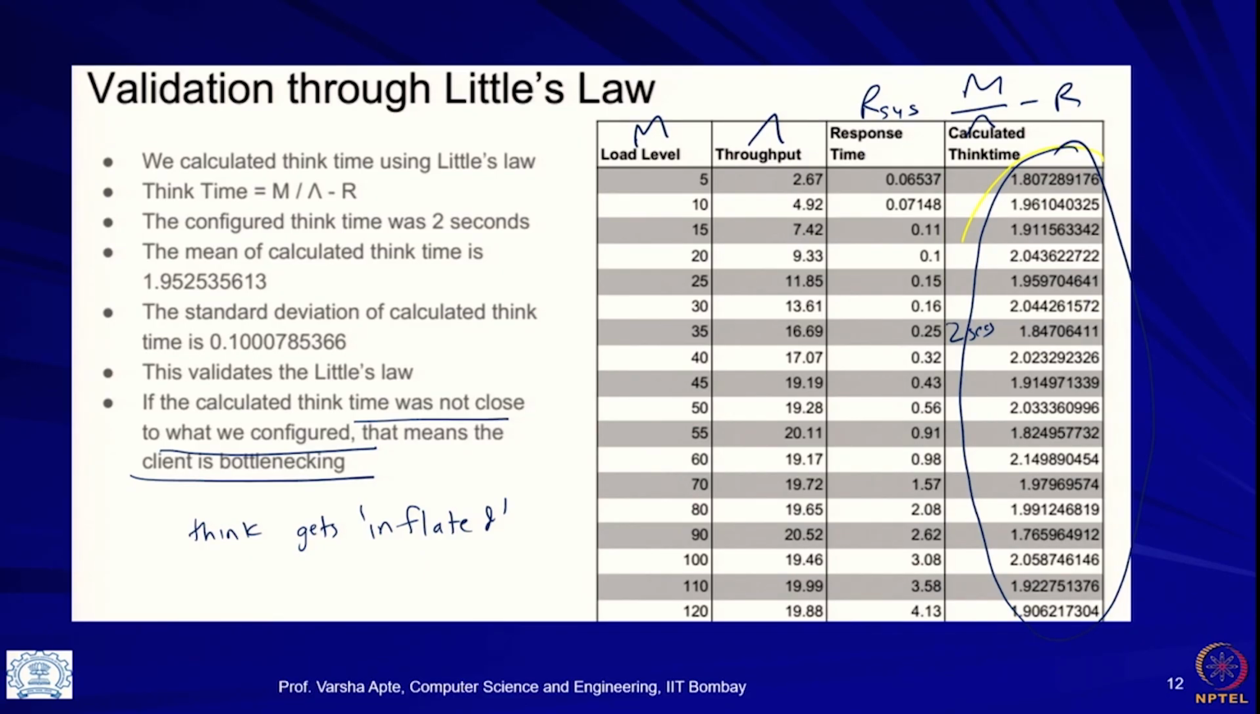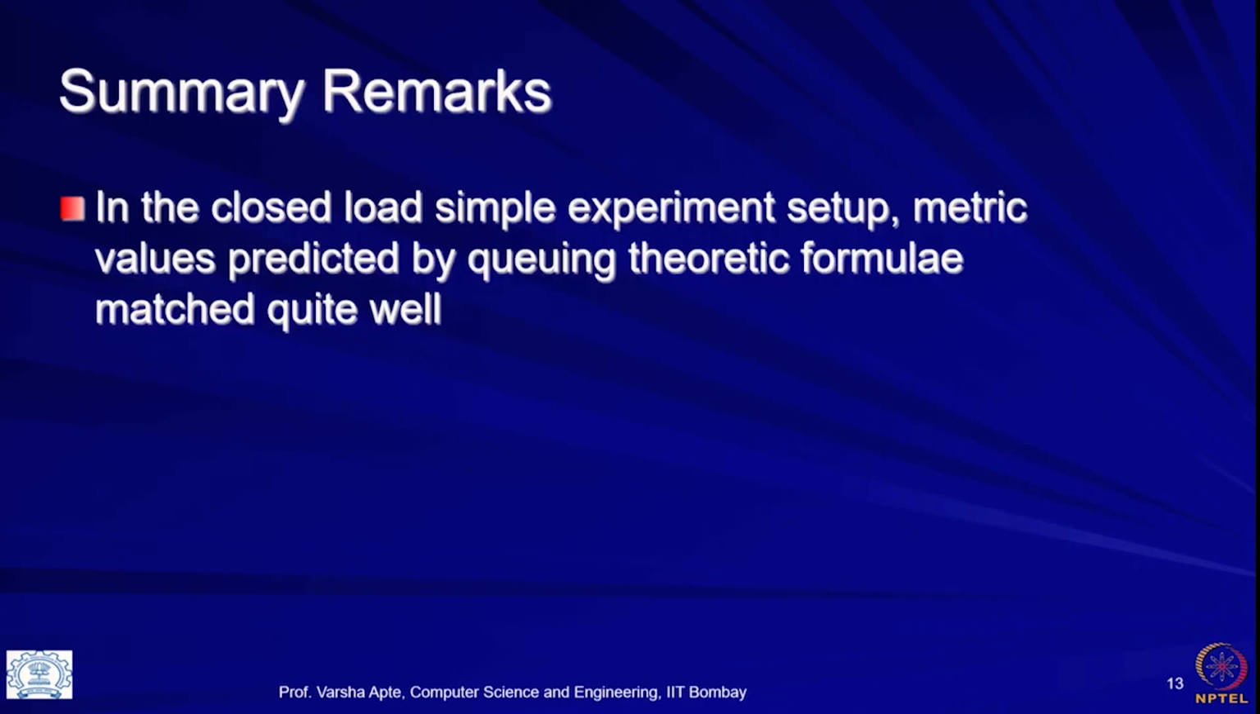Okay. So, this is another case study of how you could use queuing systems formulae and compare them with what you are getting in measurements. And in this particular experiment that we did, the match was actually very good, and in closed systems, in some systems you can get a very good match. Okay.